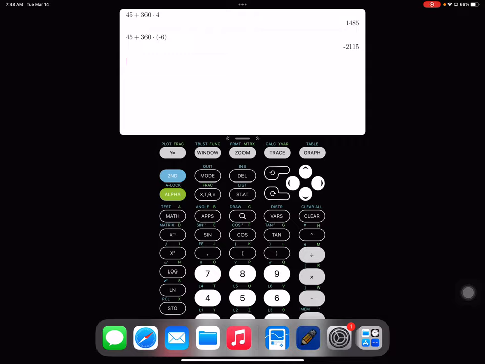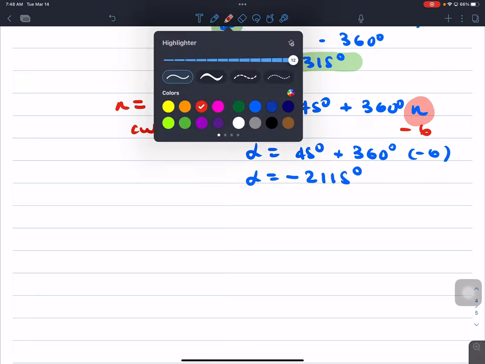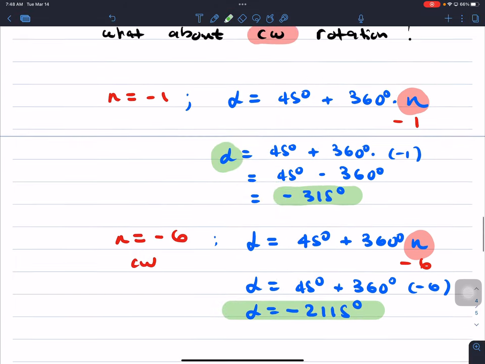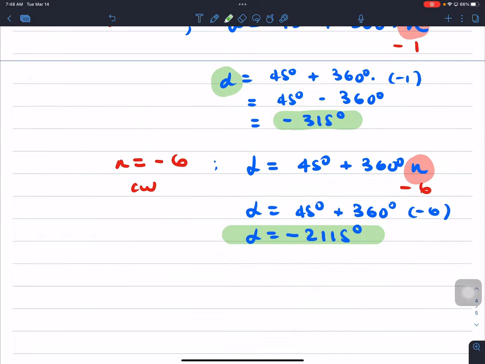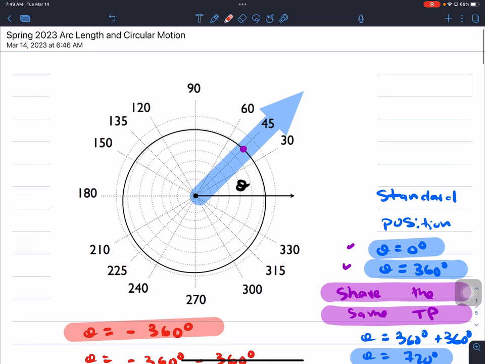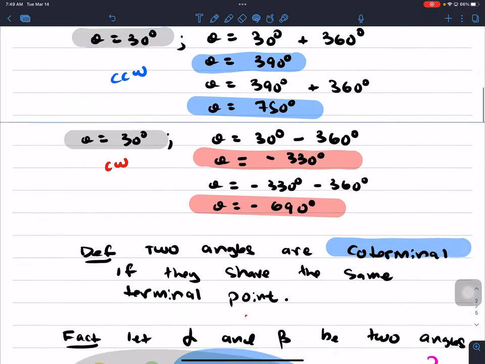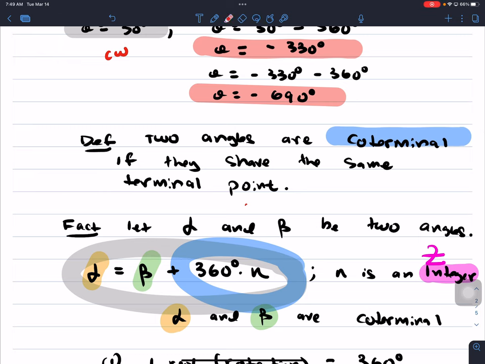Negative 2,115 degrees. So I'll write it down here. So this here is not the next coterminal angle, but it's an angle that's coterminal, shares the same terminal point. That's 6 rotations in the clockwise direction. And that all comes from the idea that you are taking an angle and rotating full revolutions, either counterclockwise or clockwise. That's where this comes from. And you can start at any angle. Doesn't matter what the angle is. We're using this definition of being coterminal.